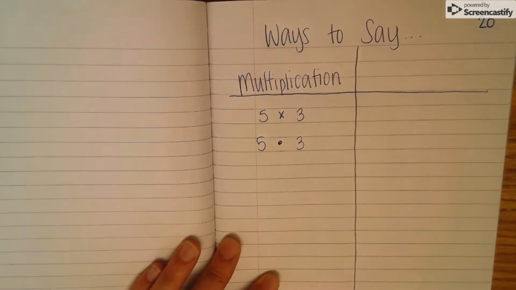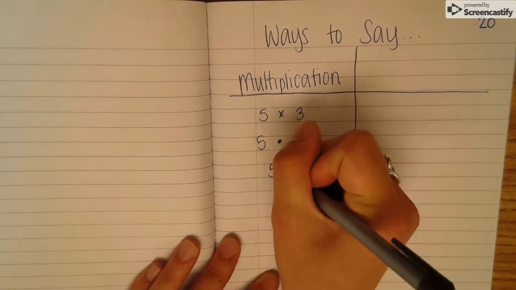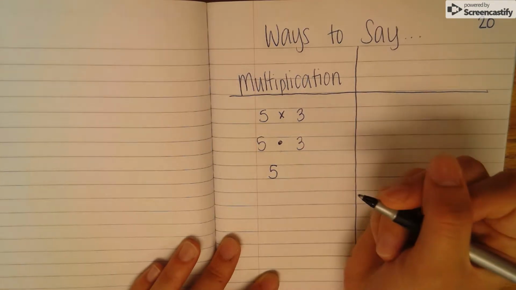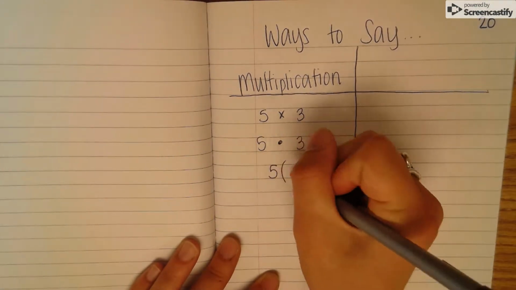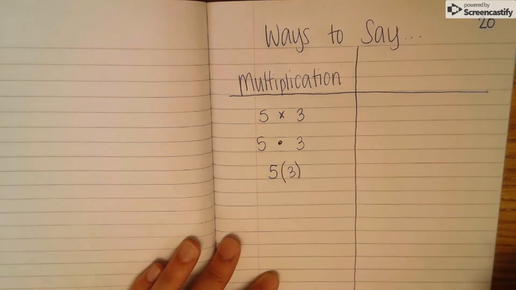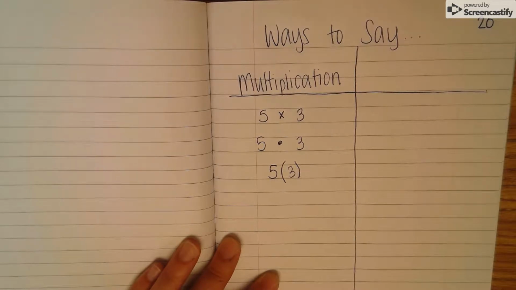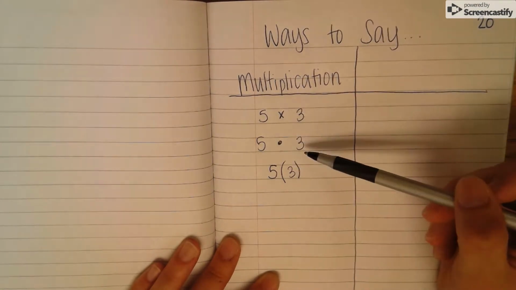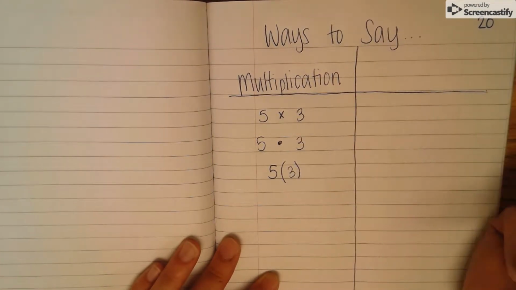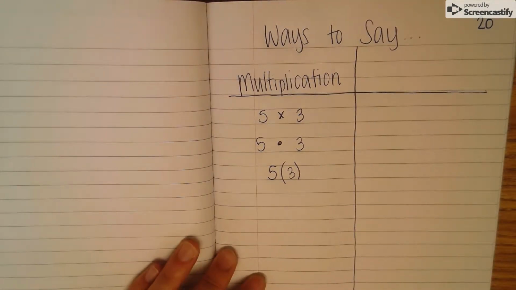That also means multiplication. Then later on in the year, we see 5 and 3 in parentheses, and you may have heard this from your teachers before. If you have any two numbers next to each other and one of them is in parentheses, you know it means multiplication. So right now we have 5 times 3, 5 times 3, 5 times 3. I say them the exact same way. They are just represented in different ways.